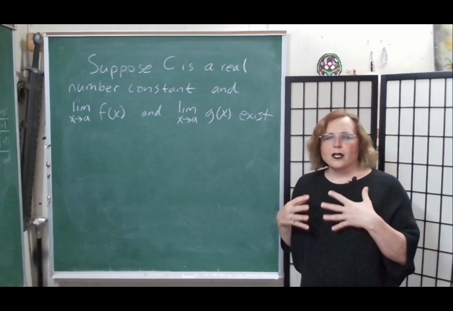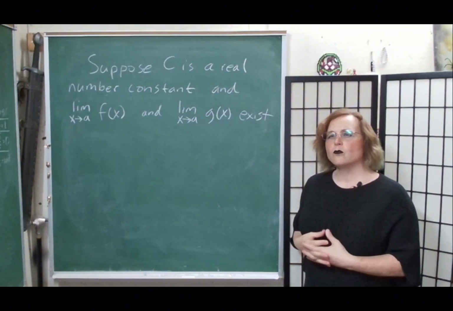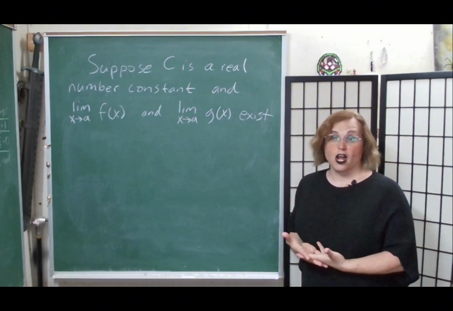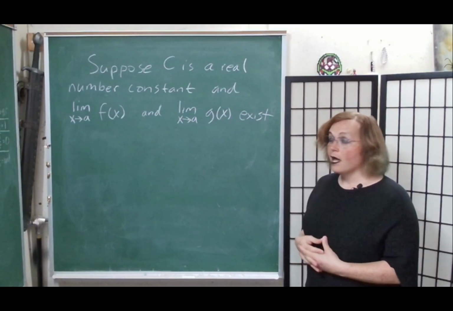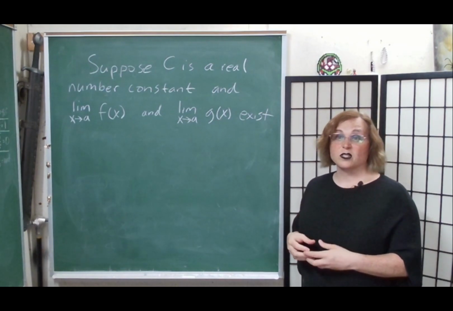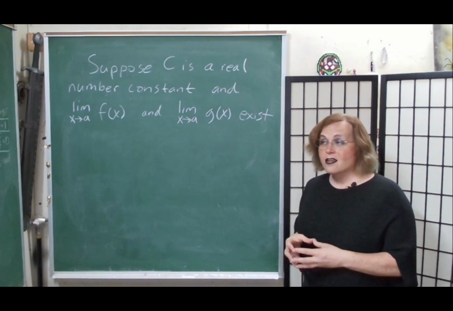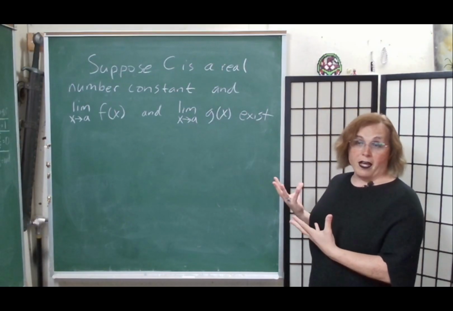So, in order to reason our way through to how limits would work with other function operations, we first need to set up our scenario. And here it is. We're going to suppose that we have some c that is a real number constant, and then two limits. We have f of x and g of x.